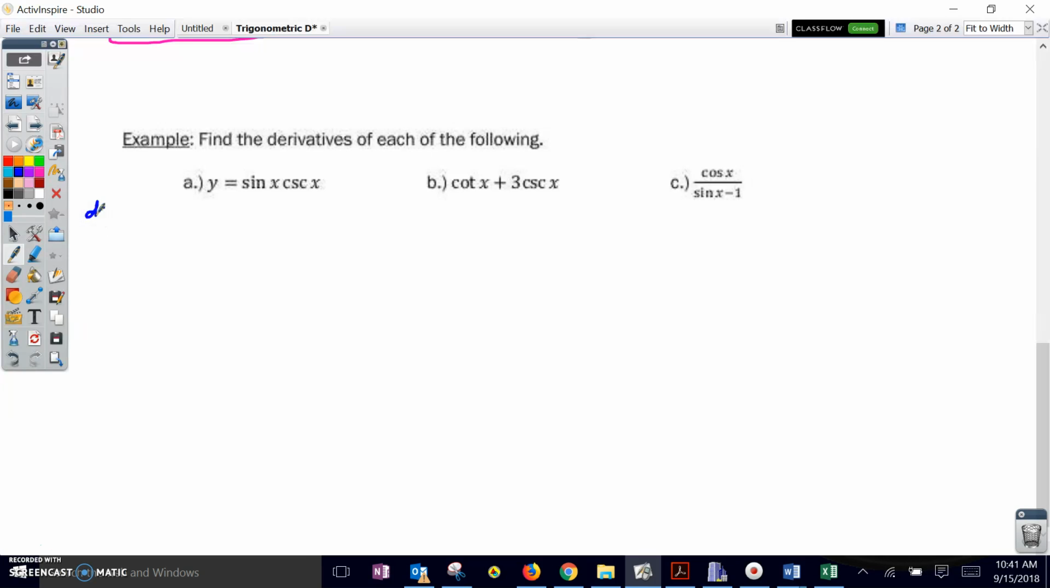And so I go ahead and I take the derivative of this, dy dx equals, and I'm going to have to apply the product rule. So I've got sine times the derivative of cosecant, which is negative cosecant cotangent, plus cosecant times the derivative of sine, which is cosine. And now I want to simplify this.